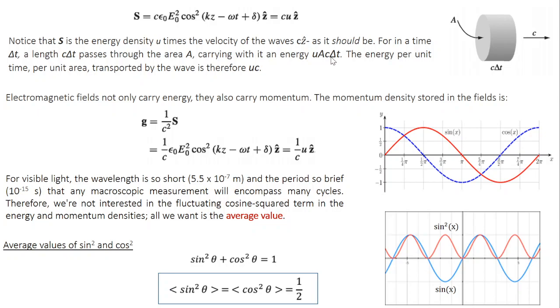So for energy per unit time per unit area, you have to divide this by area and time. A and delta t both cancel. You are left with u multiplied by c. So this is the flux density.